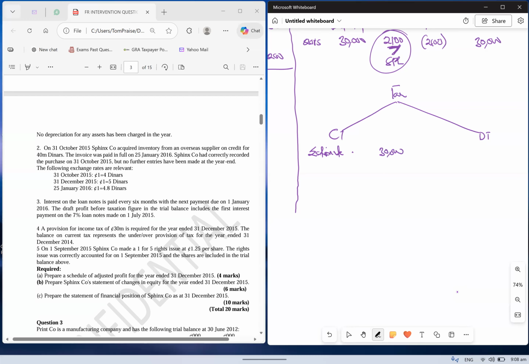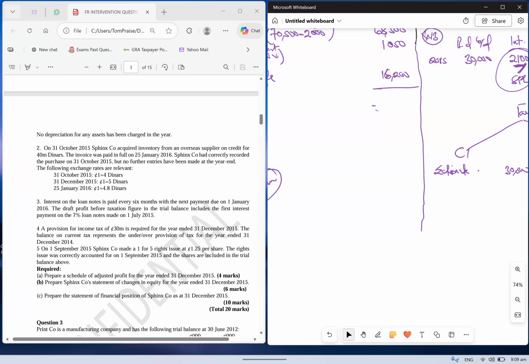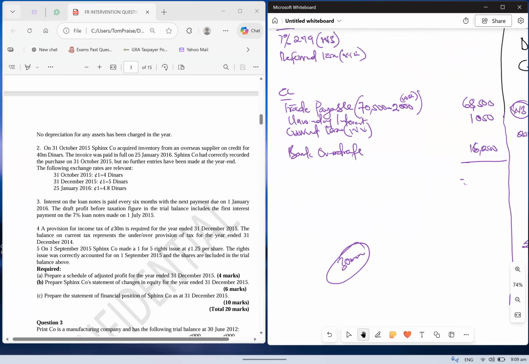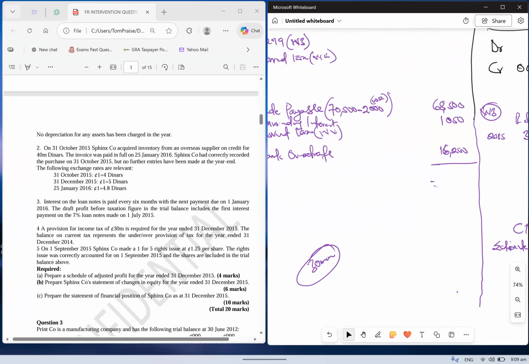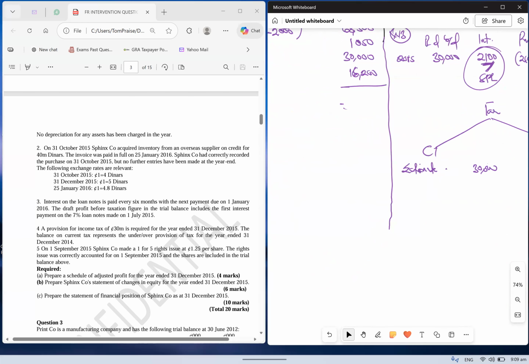And I told you, where does it go? Current liability. So you don't hesitate. So current tax is 30 million. Just put it there. You fill the thing. You've done it. 30 million, that is it. So that place is done. All right, so that is that. Current as 30 million.